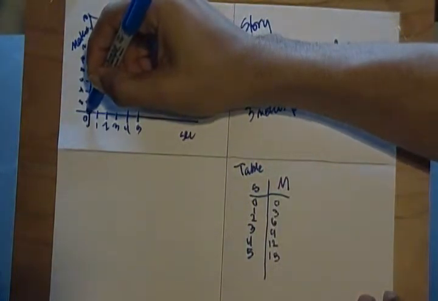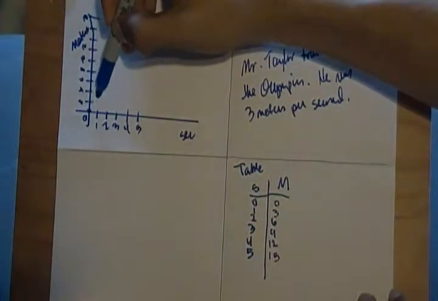So the first point is 0, 0, which is right there. The next point is 1, 3, so 1, 3. The next point is 2, 6, so 2 up to 6. The next point is 3, 9, which is right about there. The next point is 4, 12, which is right about there. And the next one is 5, 15, which is right there.